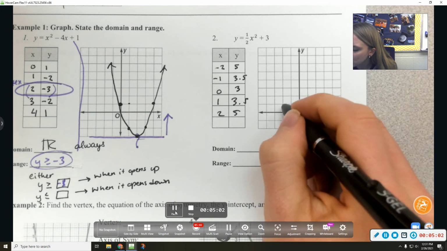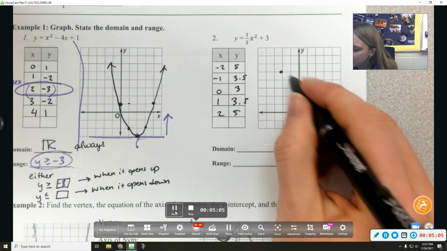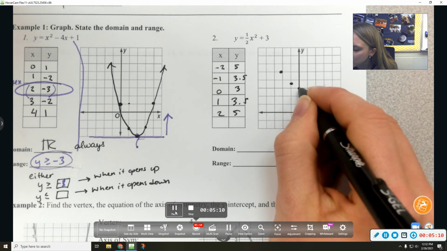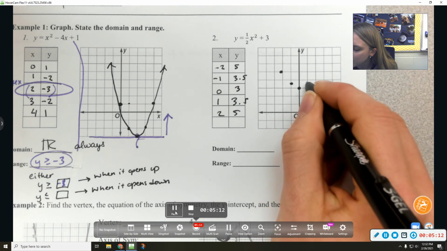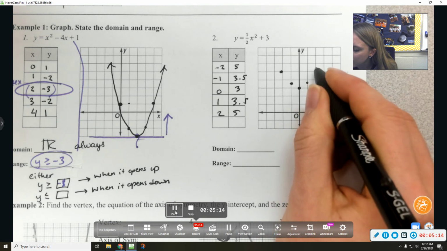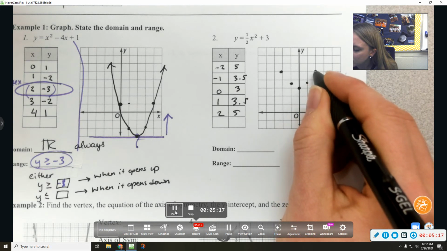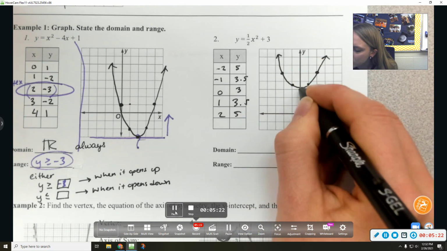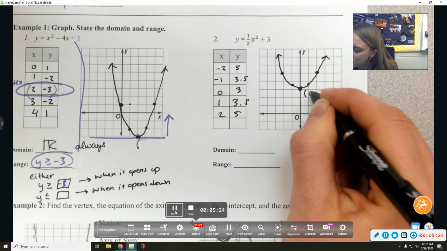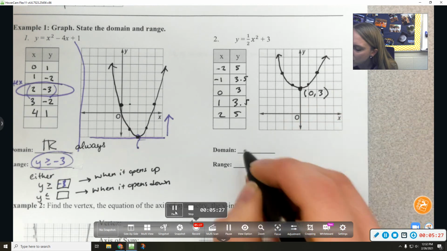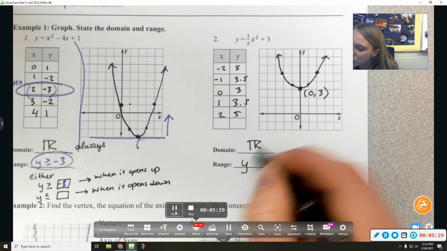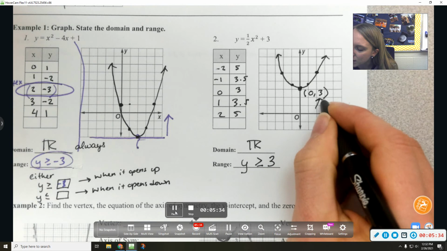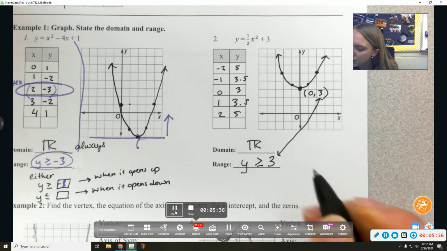So negative 2 up 1, 2, 3, 4, 5. Negative 1 up 1, 2, 3.5. 0, 1, 2, 3. 1 up to 3.5. And 2 up to 5. So this one's a little wider. Okay, here's my vertex. This was the ordered pair 0, 3. My domain is all real numbers. My range, this is opening up, so it's greater than or equal to 3. That's the number that's going to go here.